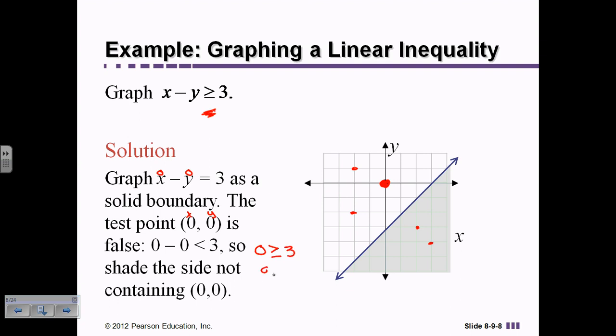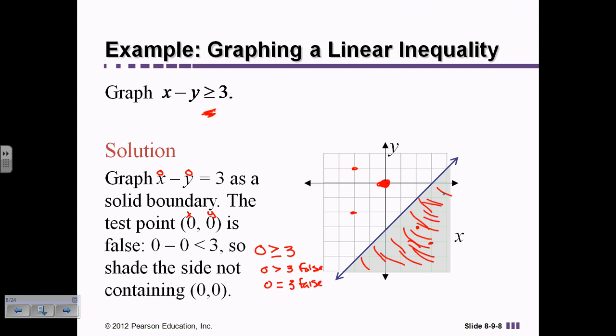So you're going to ask yourself the question, is 0 greater than 3? And the answer is false. And then you're going to say, is 0 equal to 3? And again, the answer is false. So since 0 is on the false side, we want to go to the opposite side of the line from where 0 is, and that's where we're shading our graph.